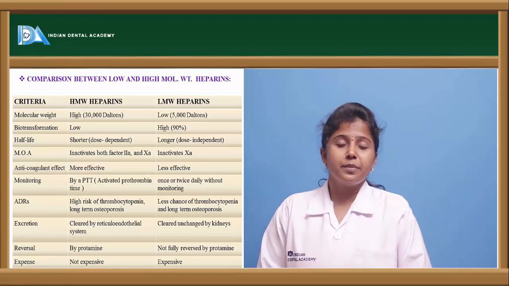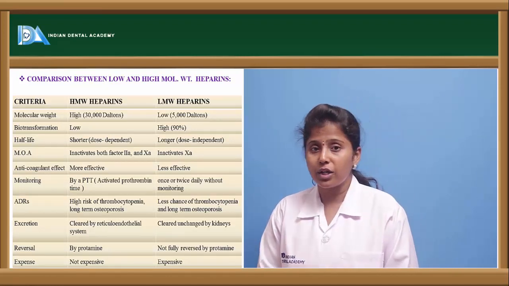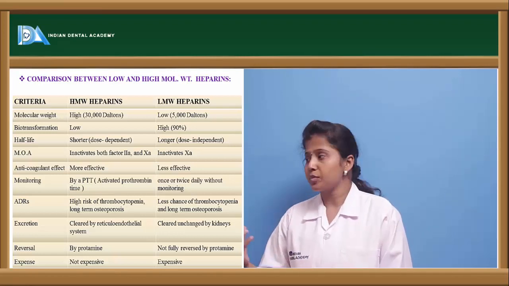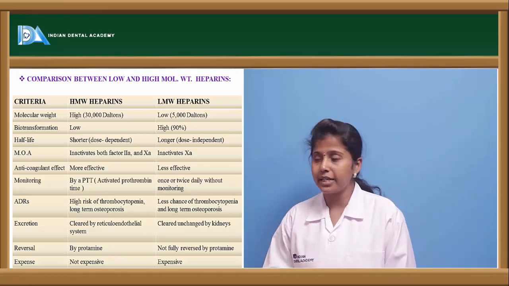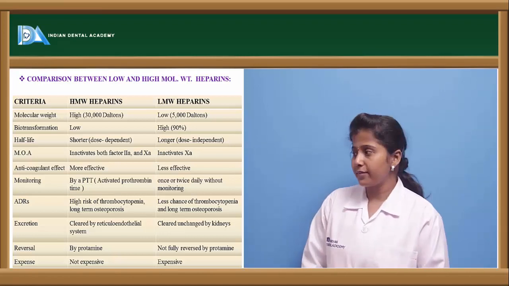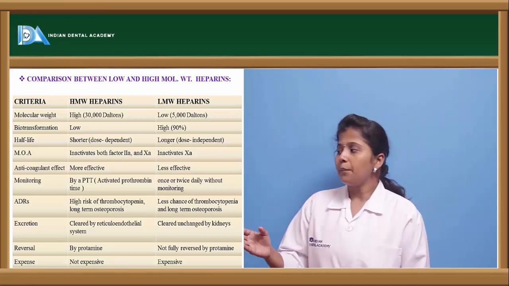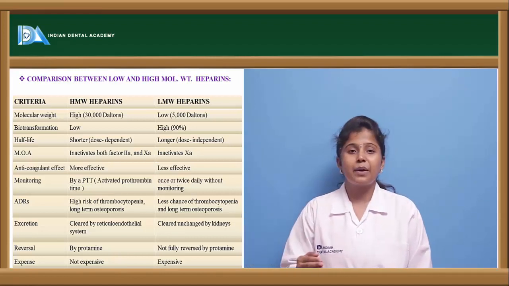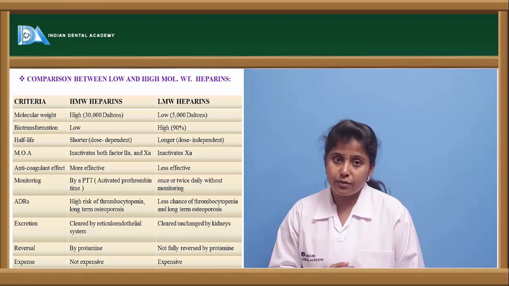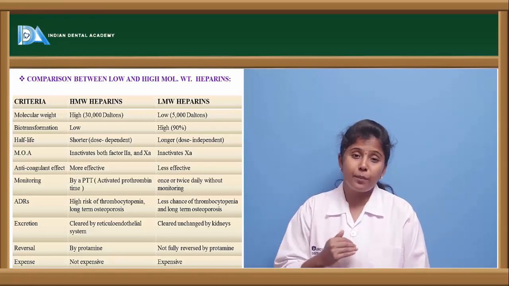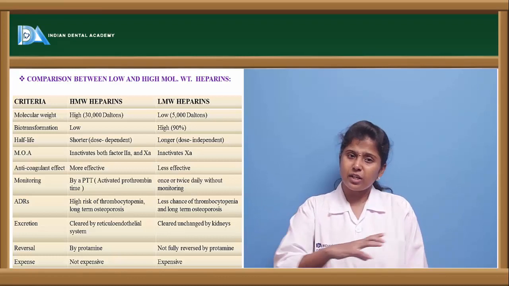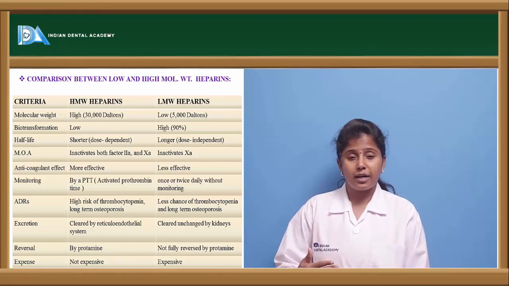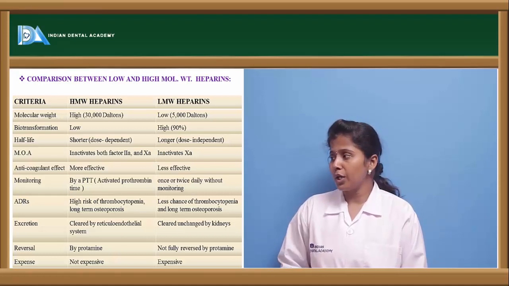Let us see the comparison between low molecular weight heparin and high molecular weight heparin. The molecular weight of high molecular weight heparin is more, about 30,000 daltons, and low molecular weight is about 5,000 daltons. When compared to low molecular weight heparins, high molecular weight heparins have low biotransformation, in the sense they undergo low metabolic reactions, because of the long chain in the structure. They undergo very low metabolism when compared to low molecular weight heparin.